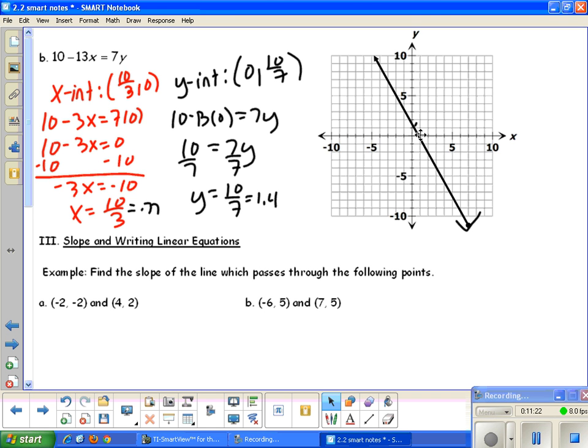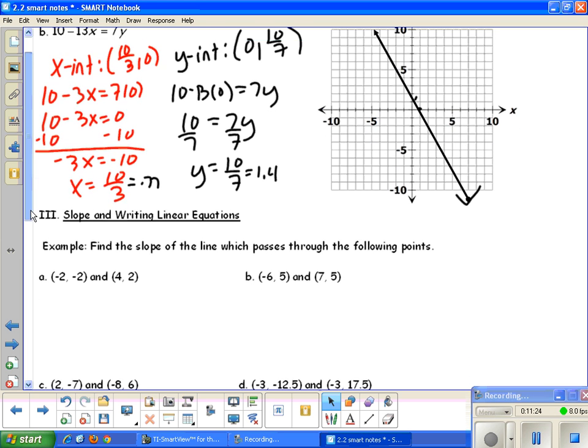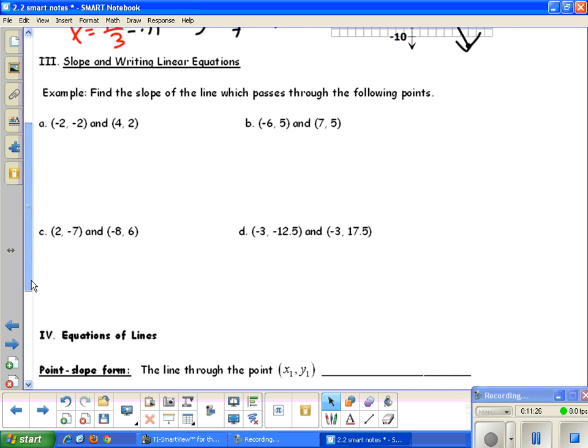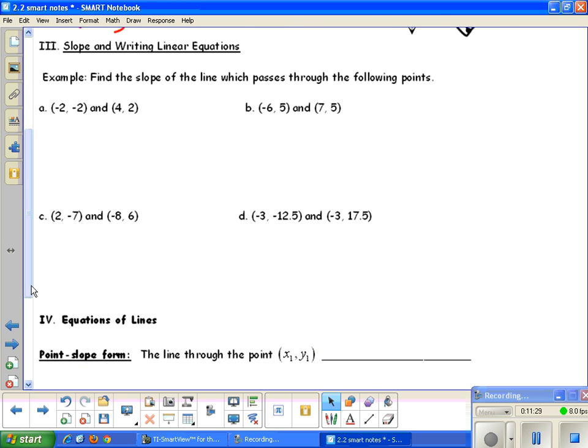Now for the next part, we're going to talk about slope and writing linear equations. So to find the slope, we already talked about y2 minus y1 over x2 minus x1. If it helps you to write the numbers on top, that's fine. So this would be x1, y1, and this would be x2, y2.